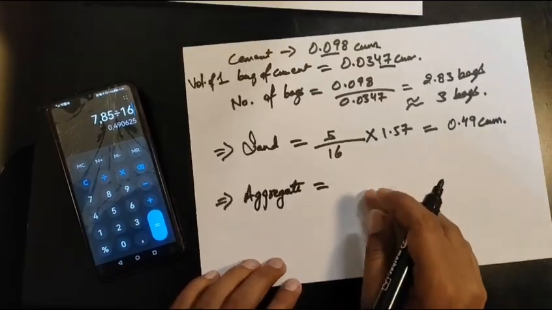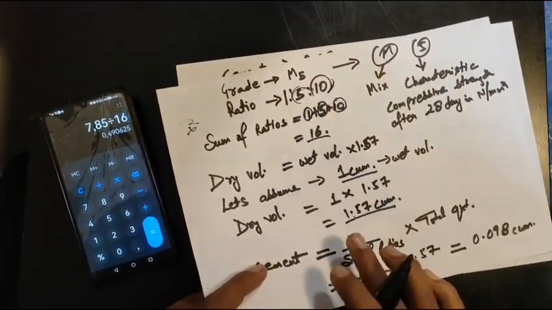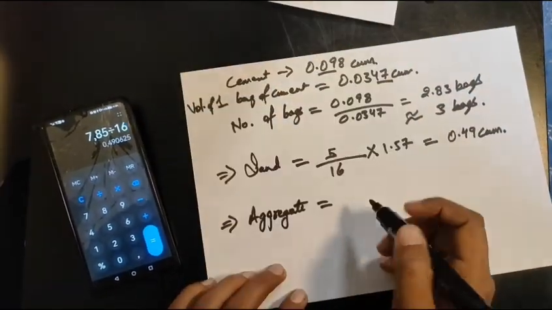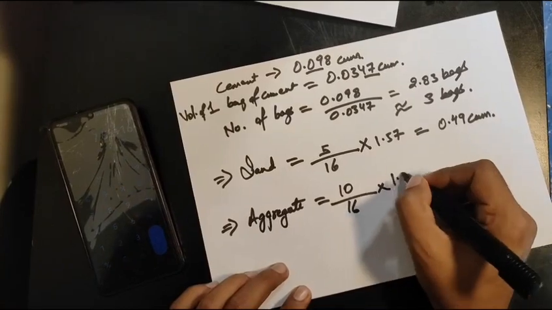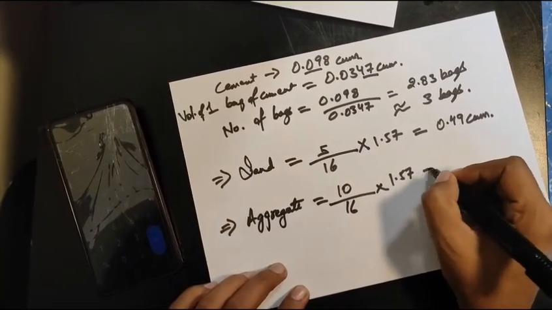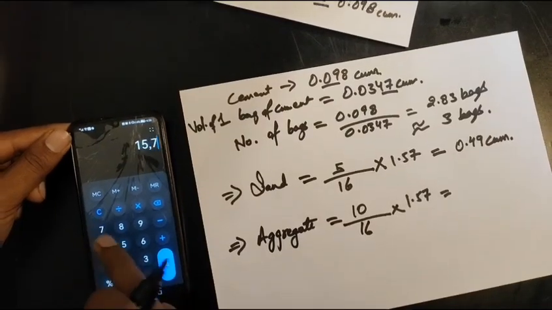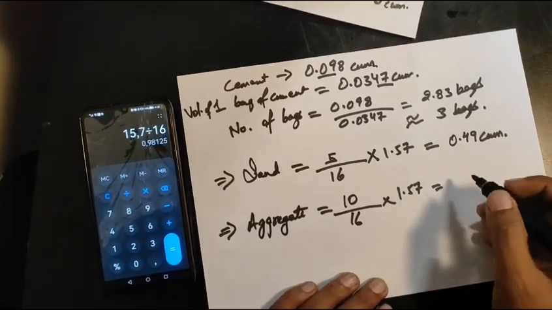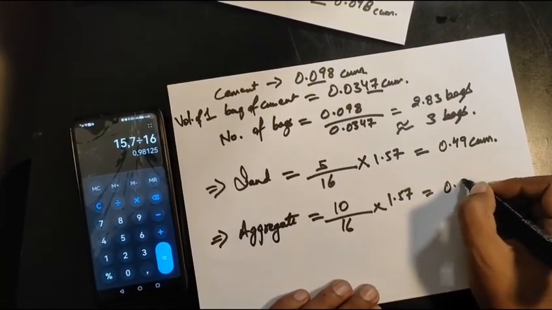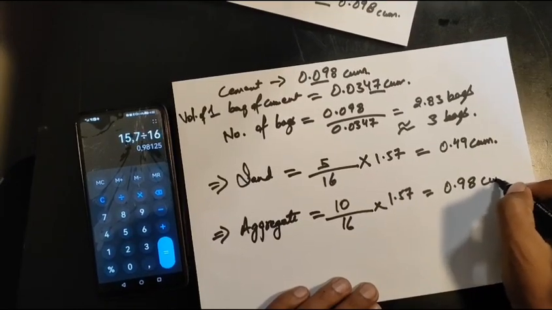Okay, now similarly for aggregate, the ratio of aggregate is 10. So 10 divided by the sum of ratios, which is 16, multiplied by the total quantity, equals 15.7 divided by 16. This is 0.98 cubic meter.